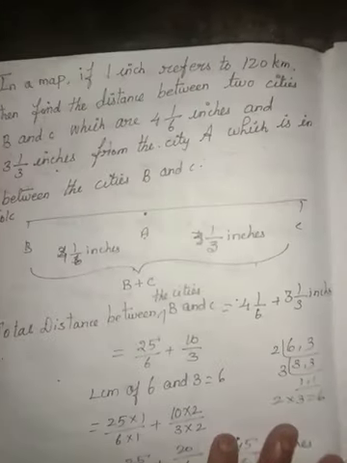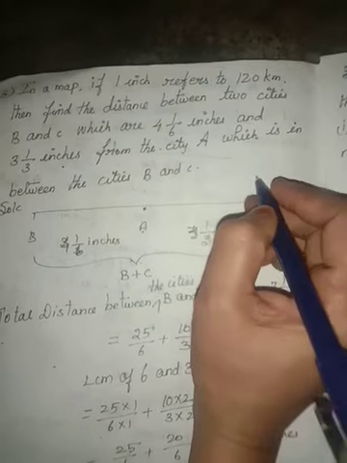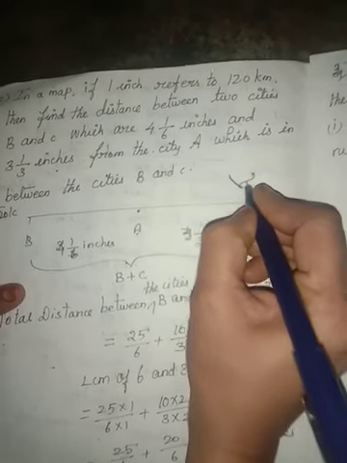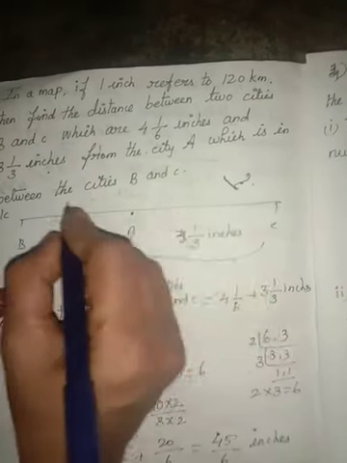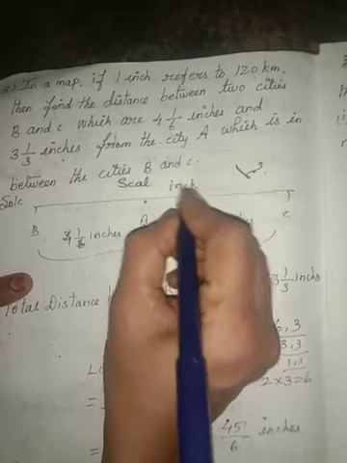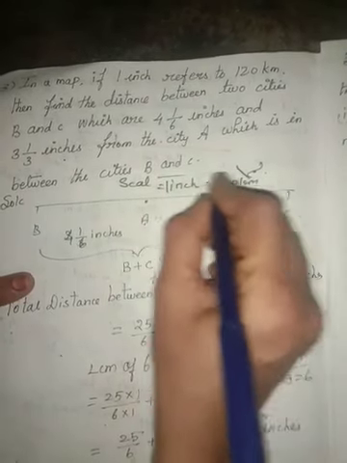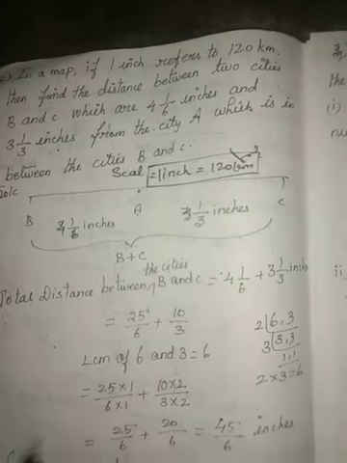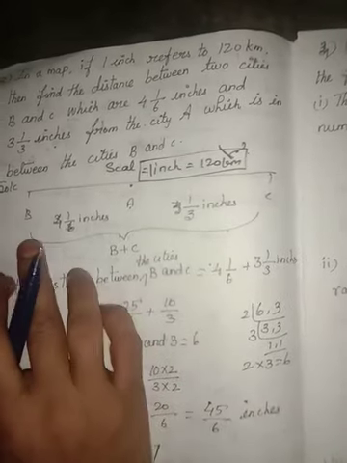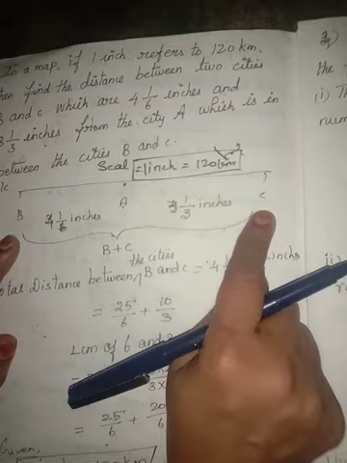The third one, in a map, if 1 inch refers to, you know very well about a map from the history subject. So in a map, the scale is given as 1 inch equal to 120 kilometers. Then find the distance between two cities B and C. That is the question.